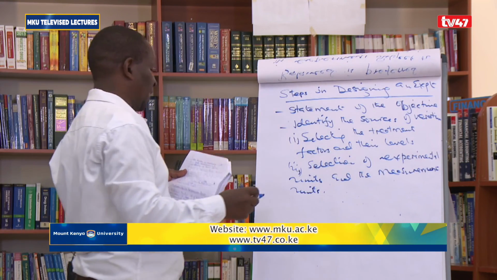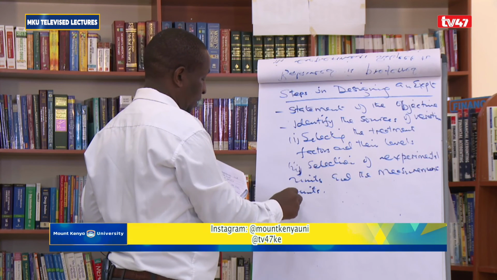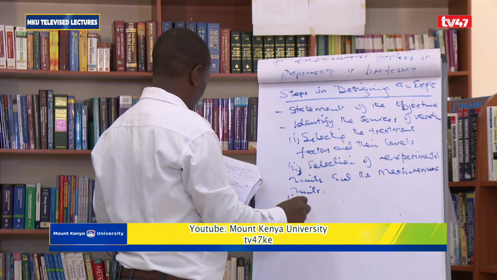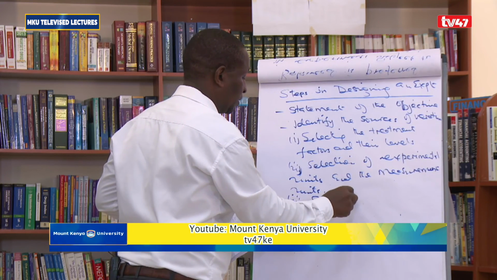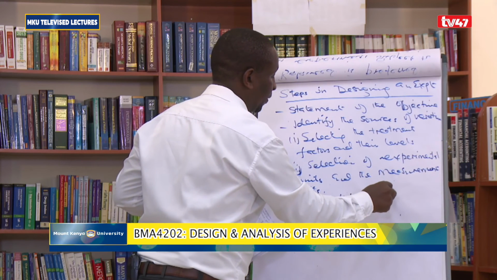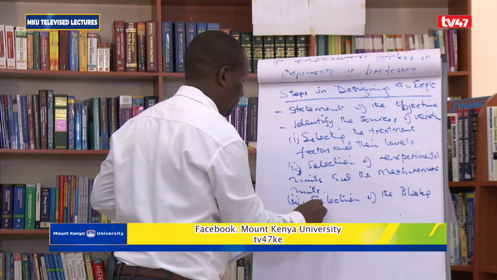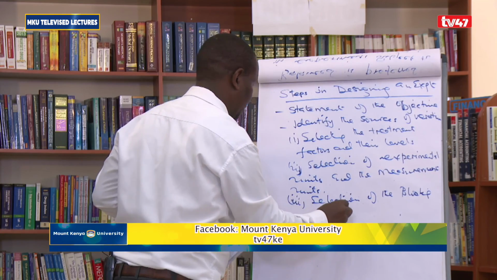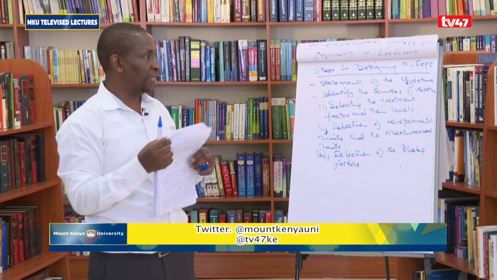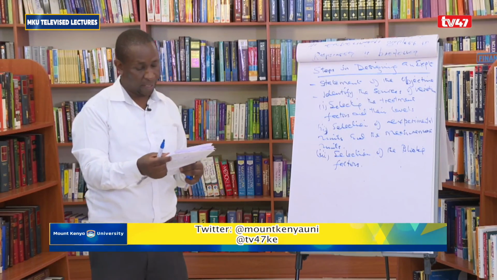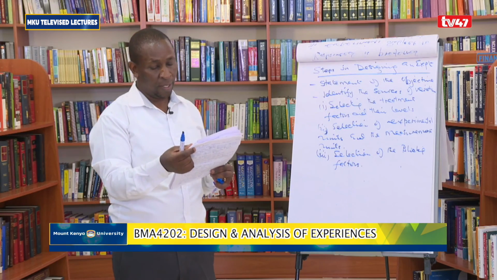Then finally, or the third point, selection of the blocking factors. With those in mind, then we are ready to look at how we do experiments.